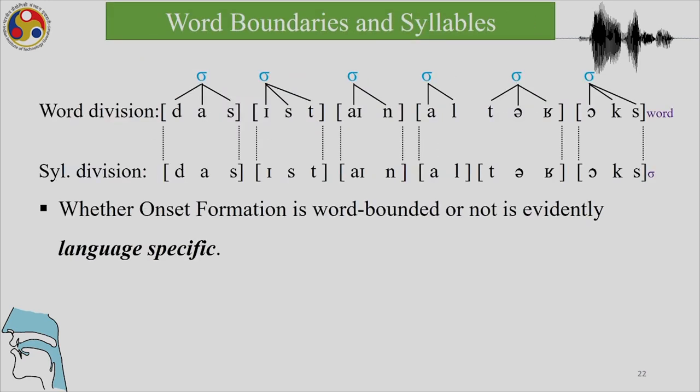And of course, there may be languages where those word boundaries are sometimes completely removed, and as a result, we have consonants which syllabify with the following word, etc. And there are examples from languages where we have new words as a result of such syllabification.